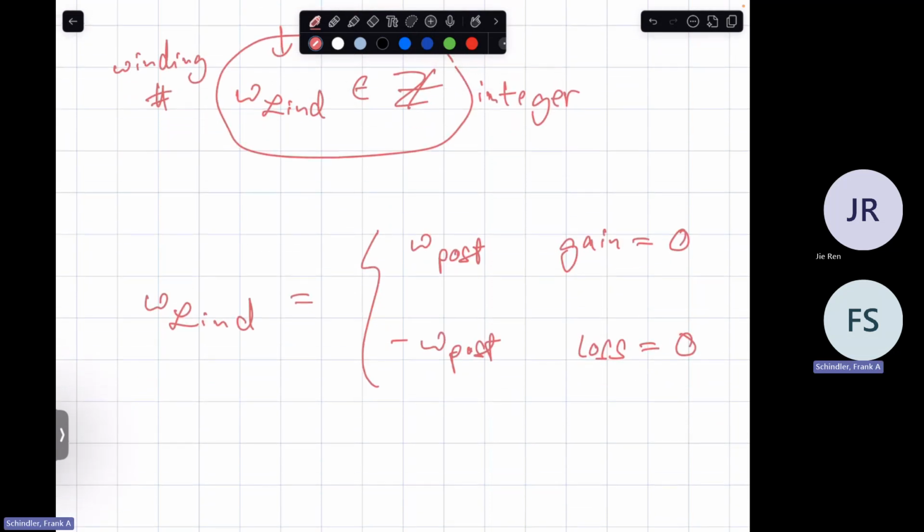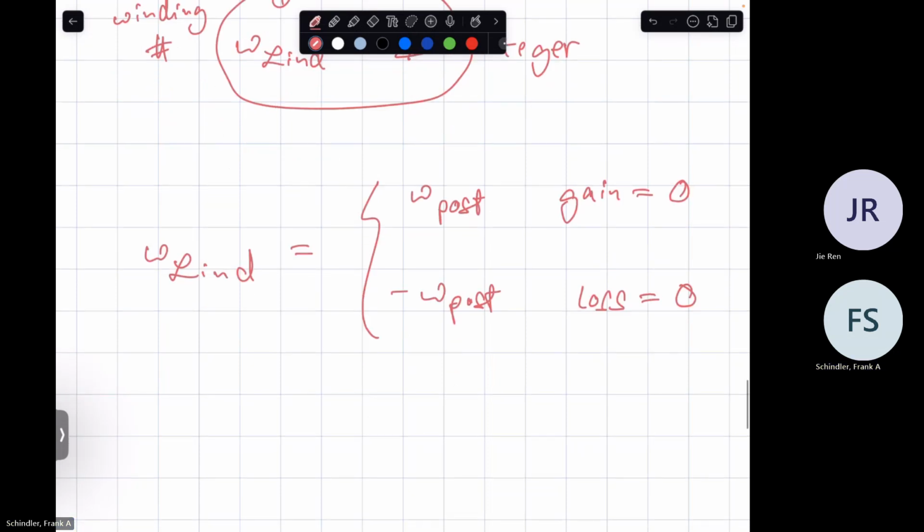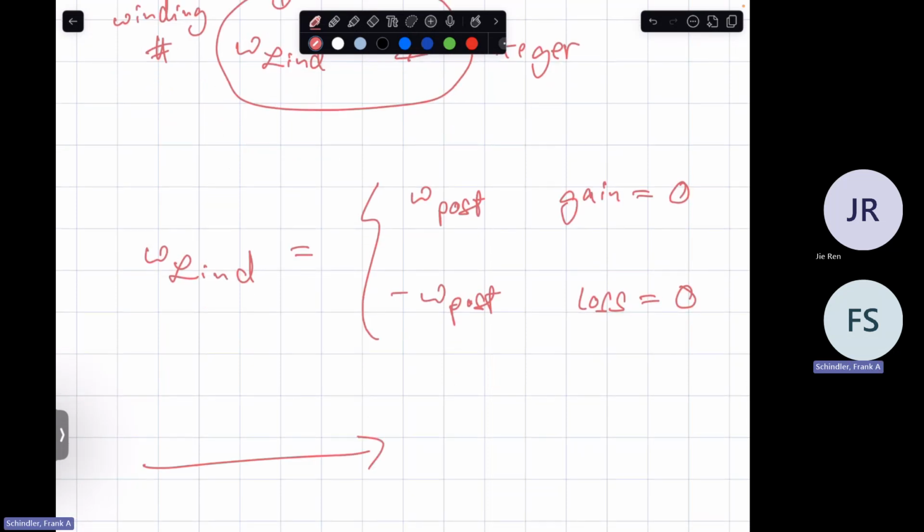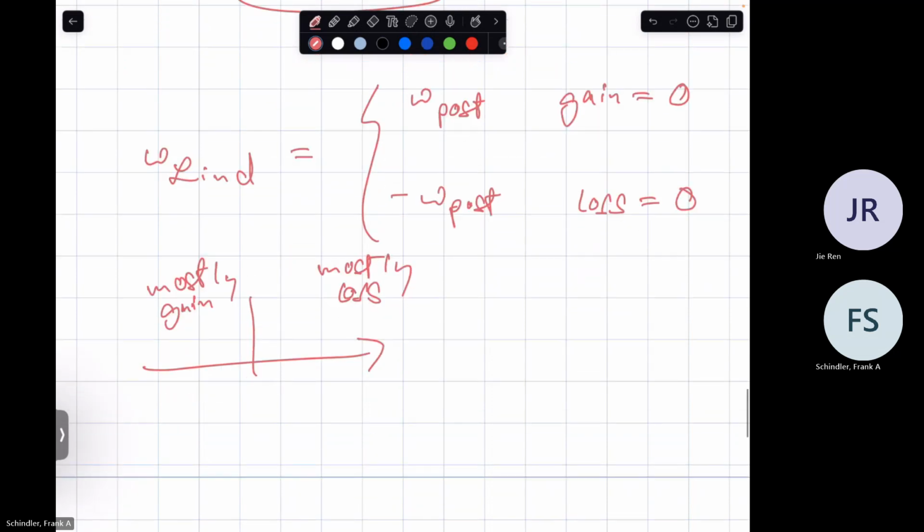Which means that in general, if you have a post-selected dynamics that has a skin effect and has a winding number, then you can build a system where you have a phase transition. Like in general, let's say you have mostly gain, mostly loss. Here, your winding number for the Lindblad system is for example, +1. Here, your winding number for your Lindblad system is -1. And there's a phase transition. So there's this phase transition.